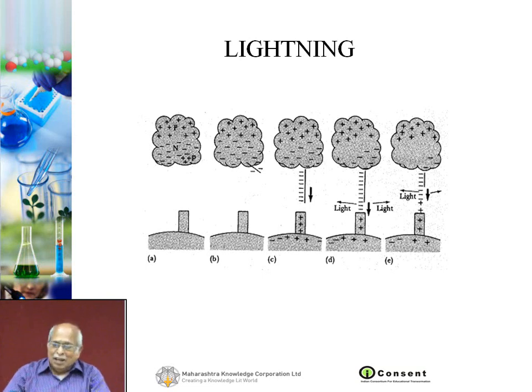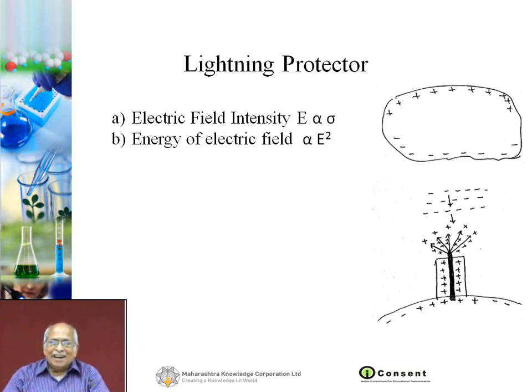Then we have something like a lightning protector. Again, let us see some equations to understand this. In the first equation, the intensity of the electric field denoted by E is proportional to sigma. And the energy of the electric field is proportional to E square. You will understand the significance of these equations.